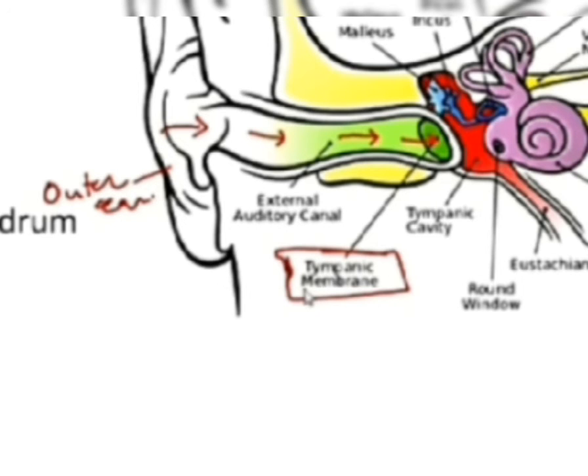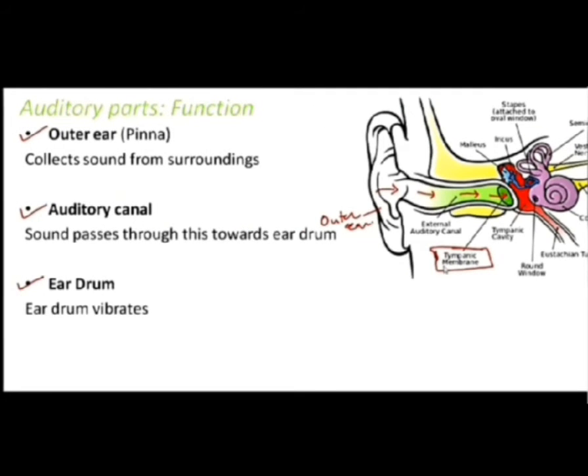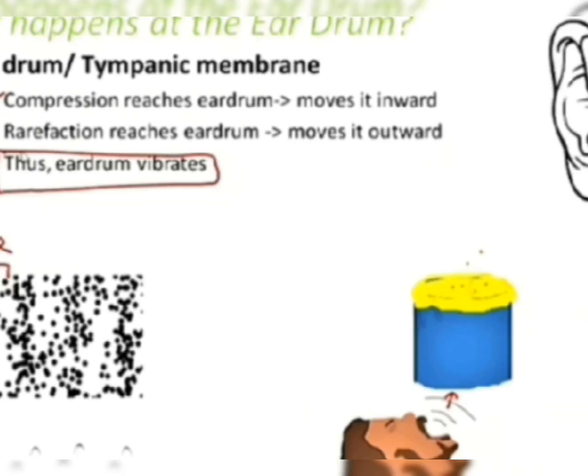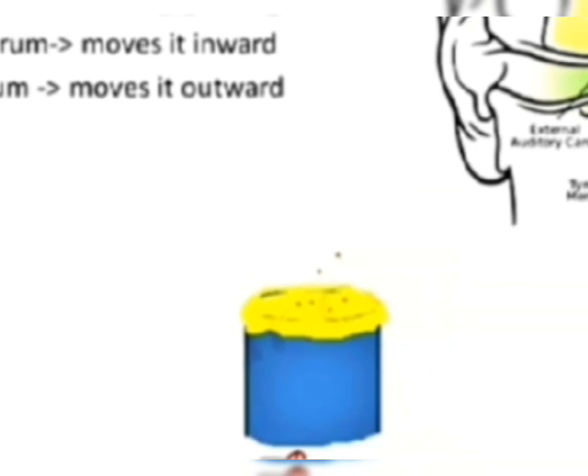Let's see what exactly happens at the eardrum. Now we take an example. This example will help us to understand what happens at the eardrum. Let's suppose you have a can such that you have removed the top and bottom of the can. It's just a cylinder which is open from top as well as bottom. Now you take a rubber kind of stretchable substance and you cover the top of the can.